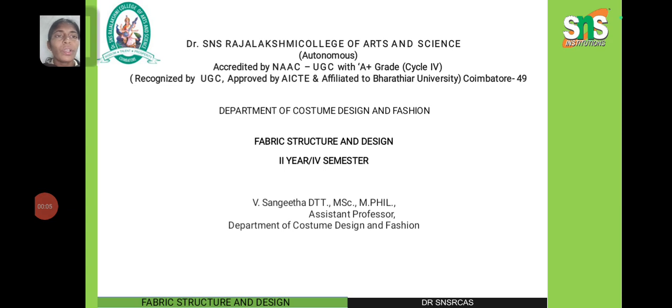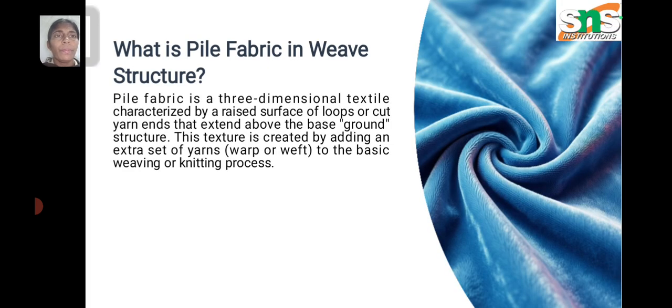In this video, we are going to see about pile fabric structure weave. In the PPT presentation, first we are going to see what pile fabric is in weave structure. Pile fabric is a three-dimensional texture characterized by a raised surface of loops or cut ends that extend above the base ground structure. The structure is created by adding an extra set of yarns or weft yarns to the basic weaving or knitting process.